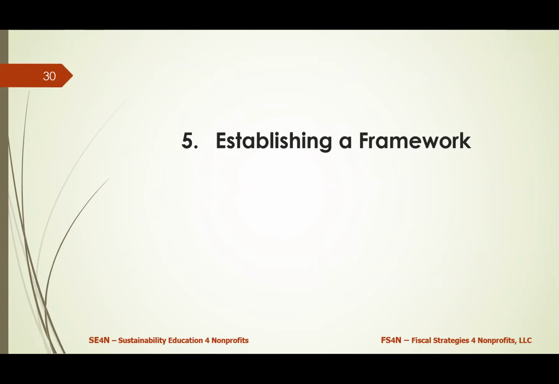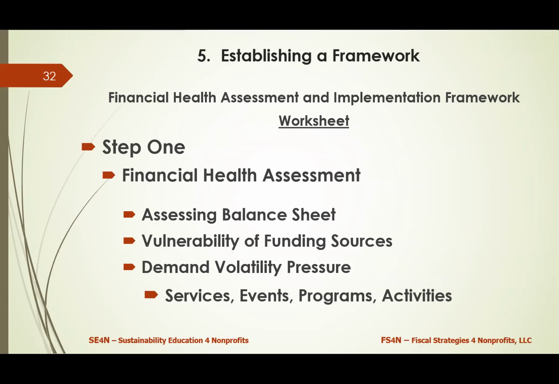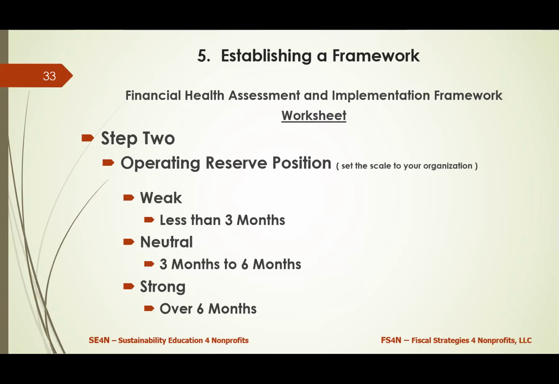We're going to walk through the framework now. As we walk through the framework, we're going to talk about step one, the financial health. And then we're going to go to step two to look at operating reserves. And step three are the super short, financially driven actions. And you'll see these three steps clearly on the framework as we go through. This is a recap. Step one has assessing the balance sheet, vulnerability, and then step three is demand, volatility, pressure. We'll look at this assessment in the middle of the framework, weak, neutral, strong position.